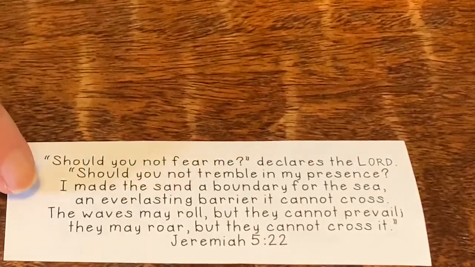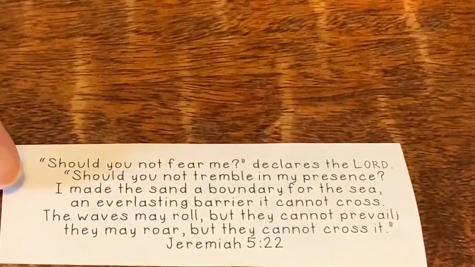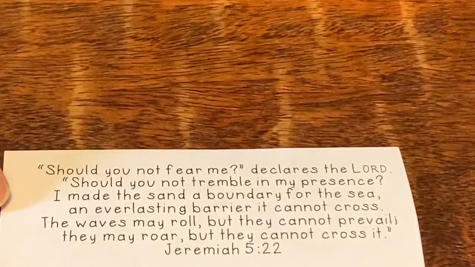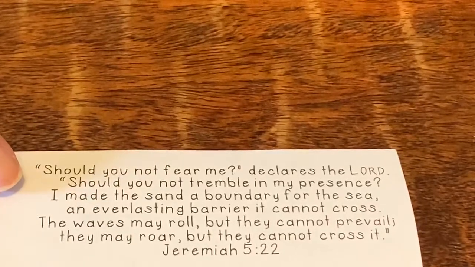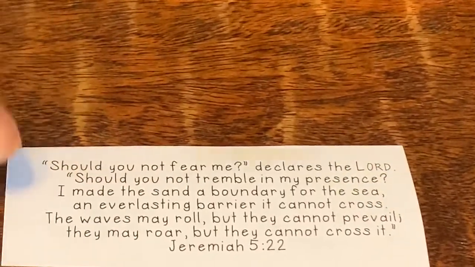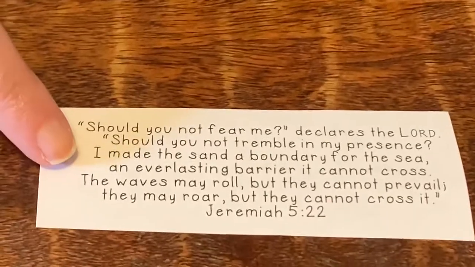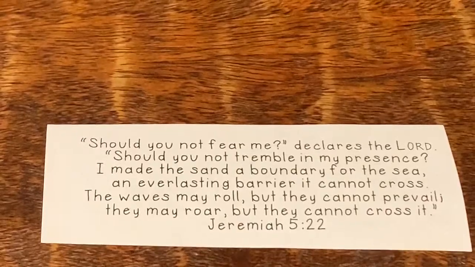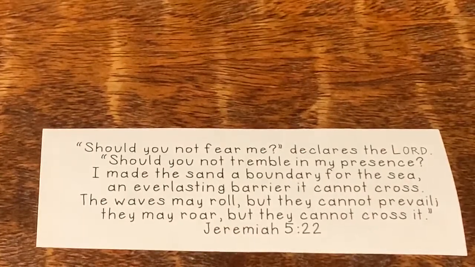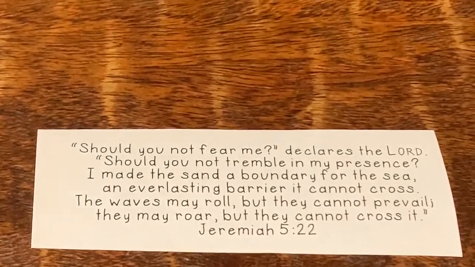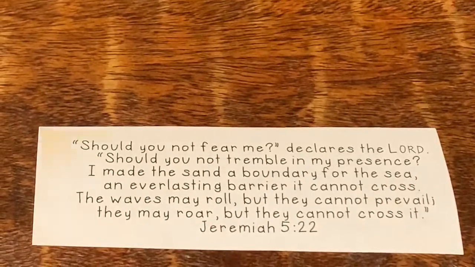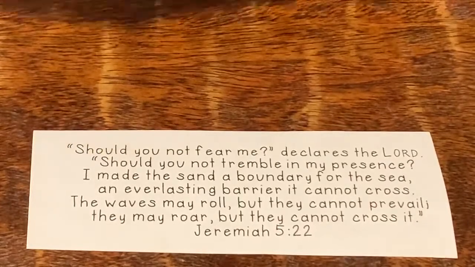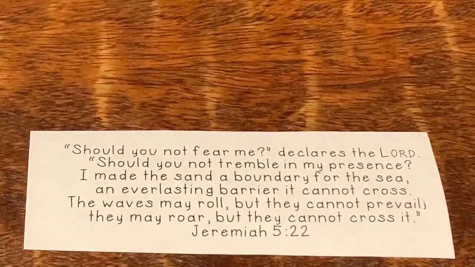And so here in Jeremiah, God is talking to his people who have done some terrible, terrible things. And he is saying, you should be afraid. You should tremble in my presence. And this is why. And this is really cool. And this is why I picked this verse as we're talking about tidal energy. He says, I made the sand a boundary for the sea, an everlasting barrier it cannot cross. The waves may roll, but they can't prevail. They may roar, but they can't cross it. God is so powerful that he made the boundaries of the ocean.